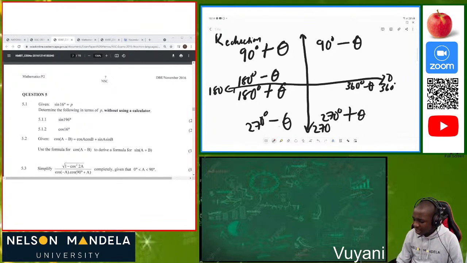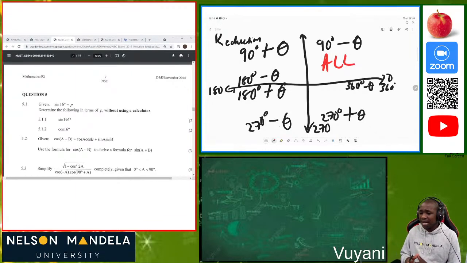So in the first quadrant, all of the trig ratios are positive. So in other words, when we say sine 90 minus, when we say cos 90 minus, when we say tan 90 minus, we're going to have a positive because we are under the reduction formula. So on the reduction formula, it is so essential, it is so important that you take note of this.